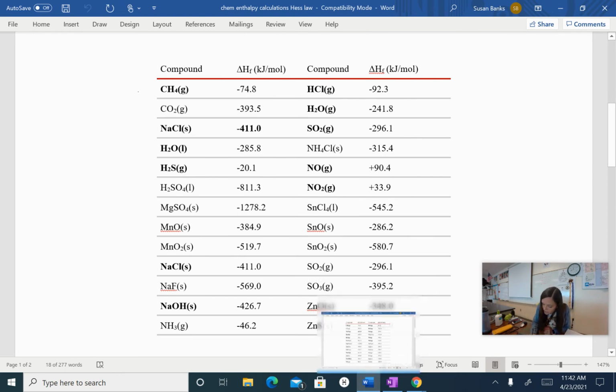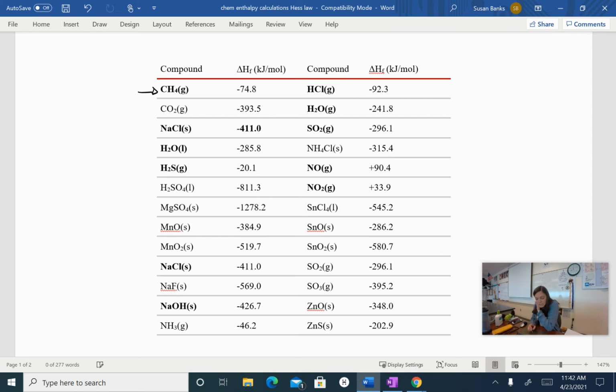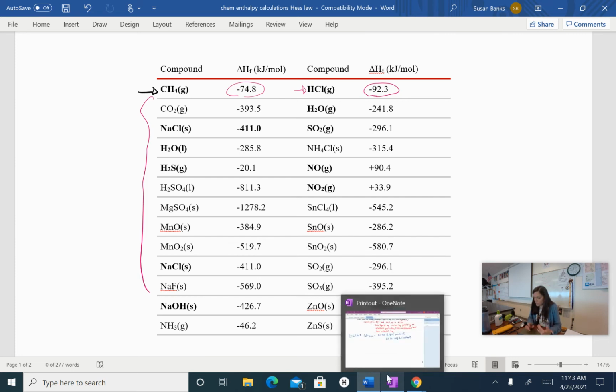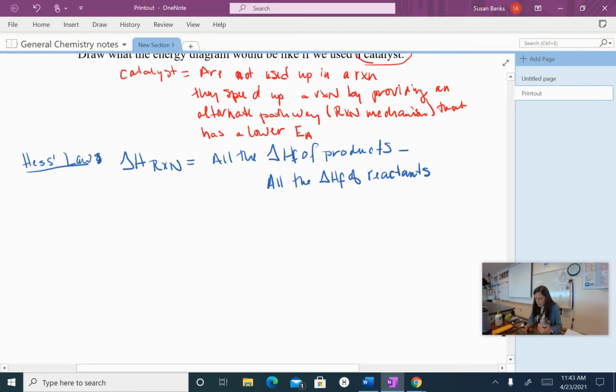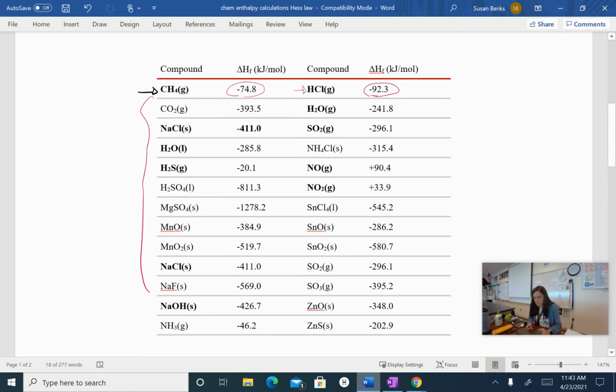If I look, for example, at CH4, this is methane. And the heat of formation for methane is negative 74.8. Hydrogen chloride right here, that heat of formation is negative 92. You'll notice that on these tables we have a bunch of different random compounds. So we call these the heat of formation, delta HF, and these are always given.